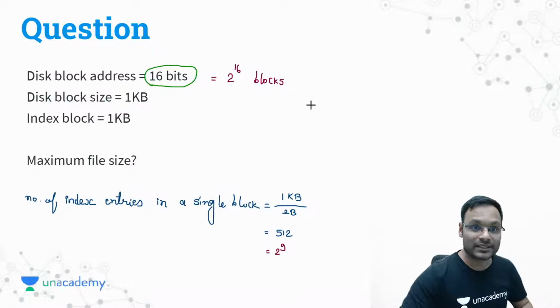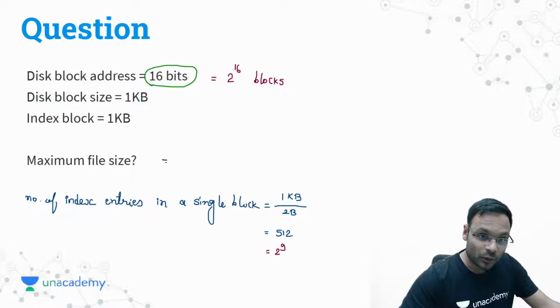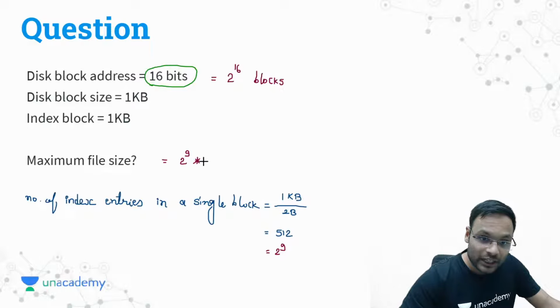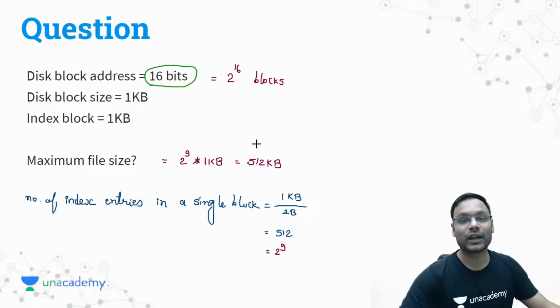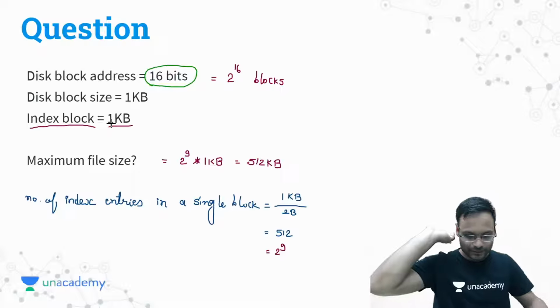So what is the maximum file size here? I can store only 2 power 9 blocks for the data, and each block is of 1 kilobyte. Answer is 512 kilobytes. That is the maximum file size you can have when you have a single index block of 1 kilobyte.